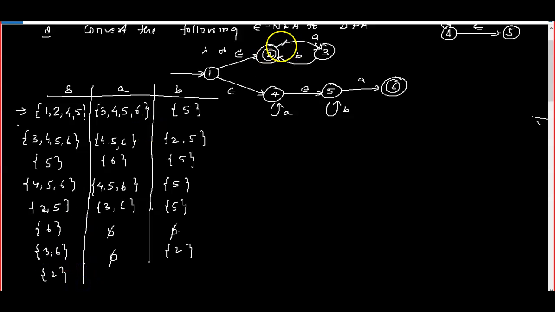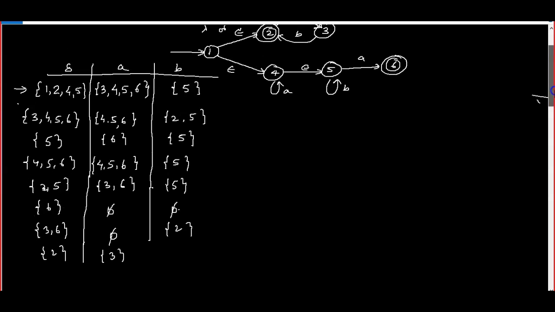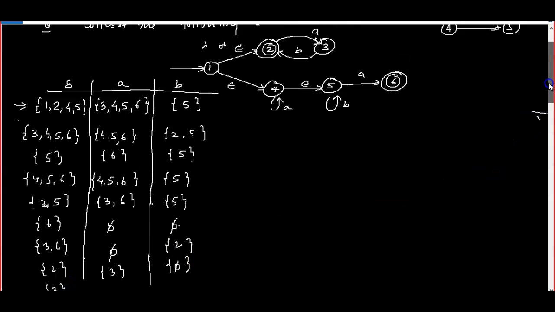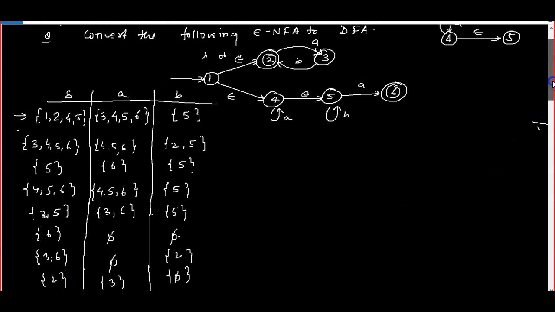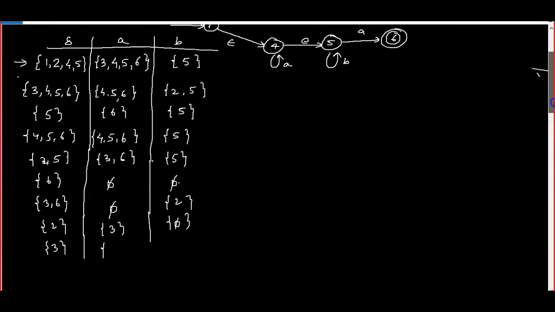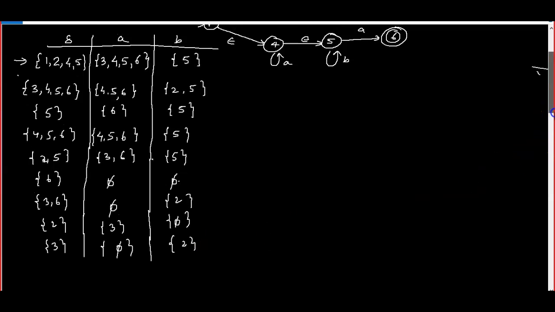2 to a is 3. And 2 to b is nothing here. So a new state has come, 3. Next is 3 to a, nothing. 3 to b is 2. 2 we have already written here. So a new state has not come. So we have to stop. Any doubt till here?